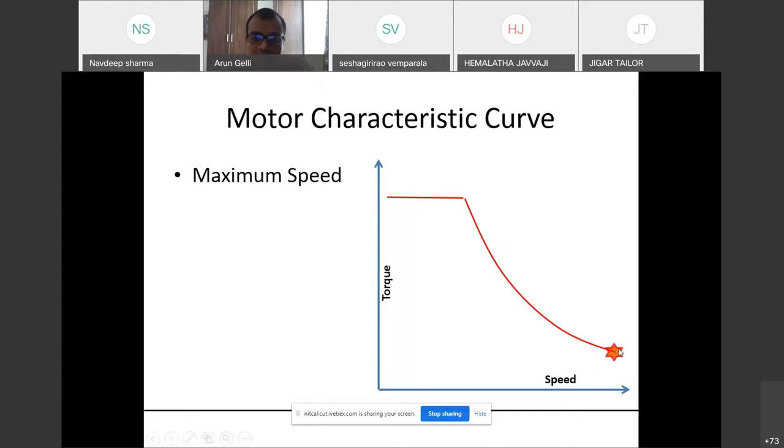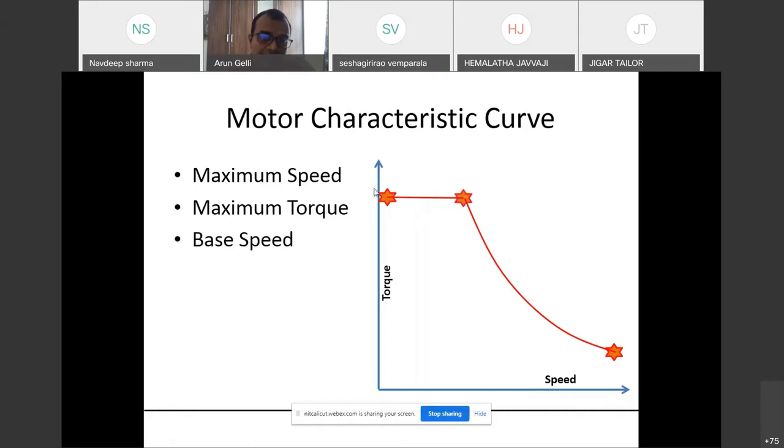So maximum speed is nothing but, as you can infer from this particular curve, the maximum speed at which the machine can run without any damage to the rotor or to the machine, based upon the supply. And the maximum torque point is nothing but the torque that can be generated usually at the lower speeds. The torque that can be achieved by the machines is very high. That's called the maximum torque point.